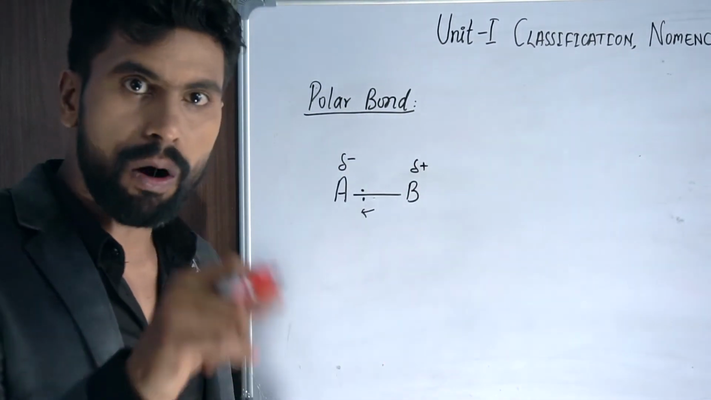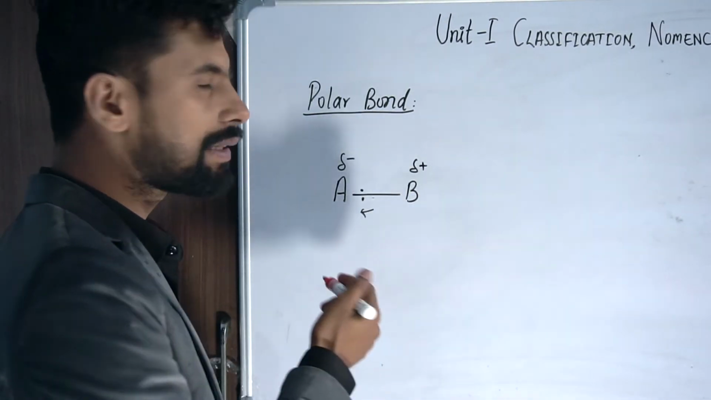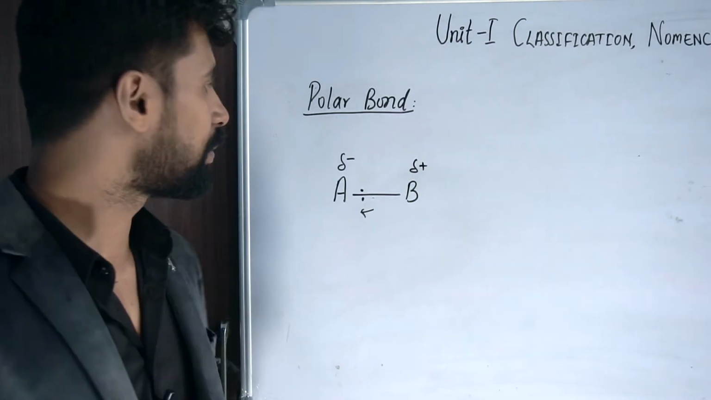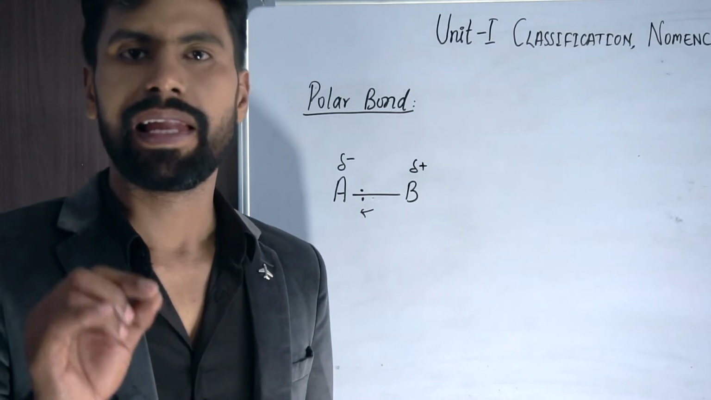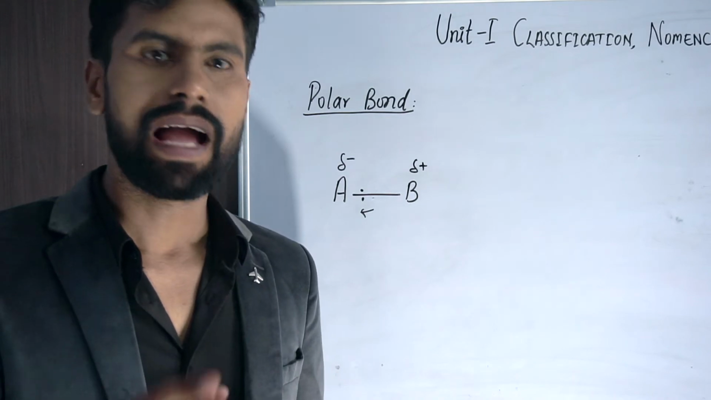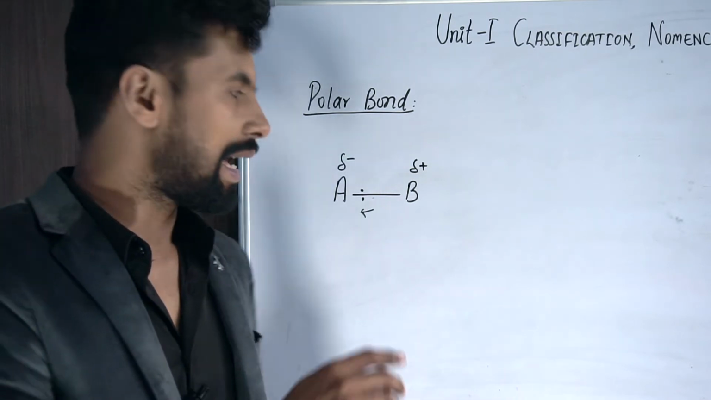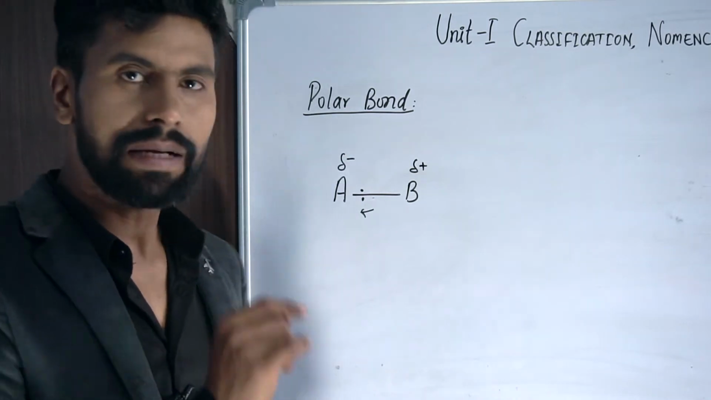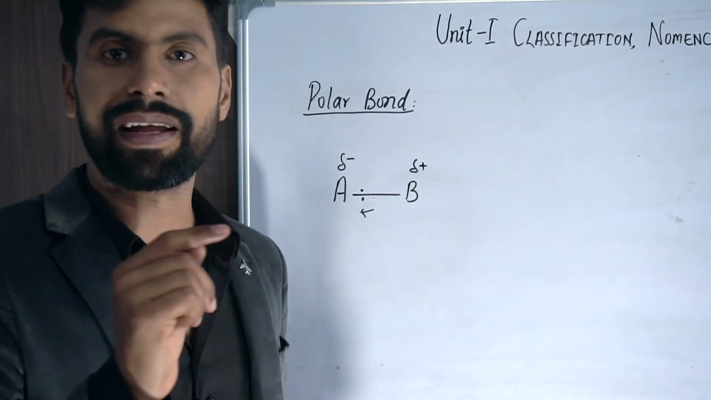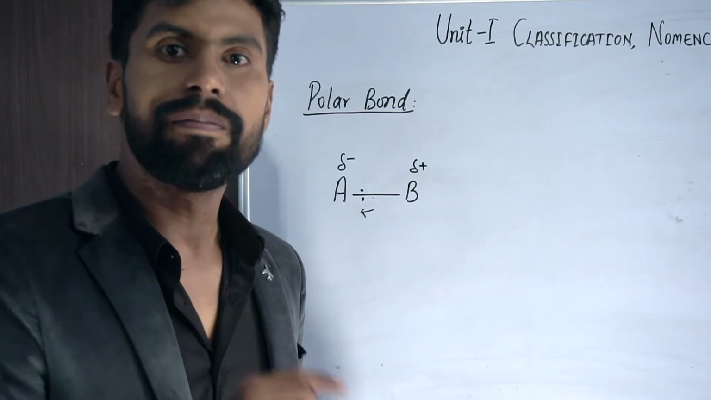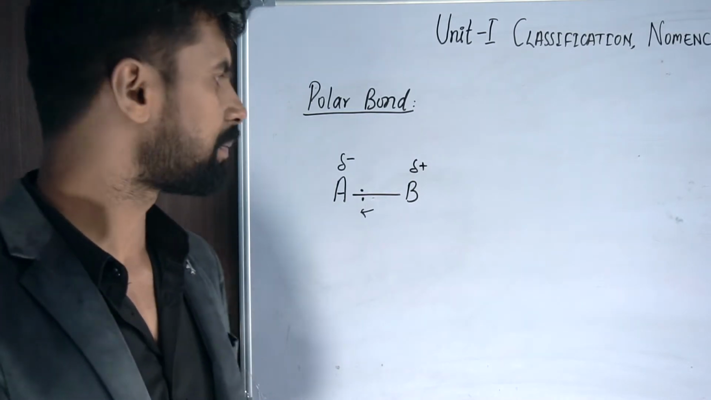Now this type of bond where two poles are there, delta negative and delta positive, that type of bond is called what? Polar bond. So how will we define polar bond? Whenever there is a bond between a less electronegative atom and a more electronegative atom, the bonding electron will move slightly toward the more electronegative atom. As a result, delta negative and delta positive will develop on the more electronegative atom and the less electronegative atom respectively. Okay, so such type of bond is called what? Polar bond. Okay, so I hope you have understood, right?